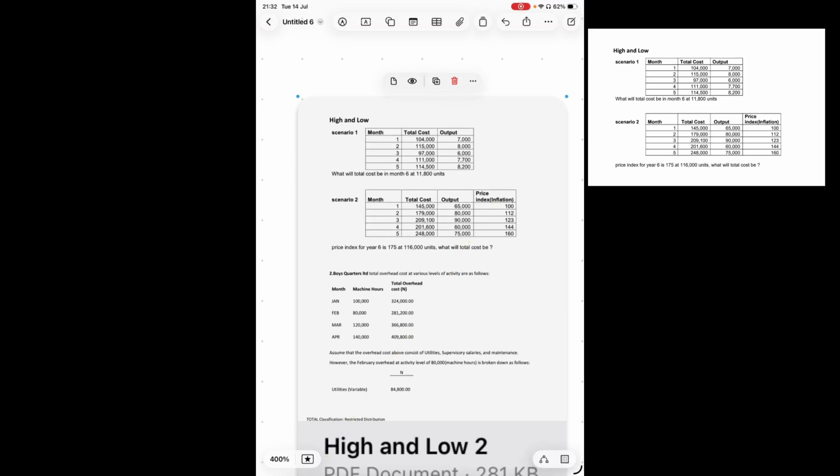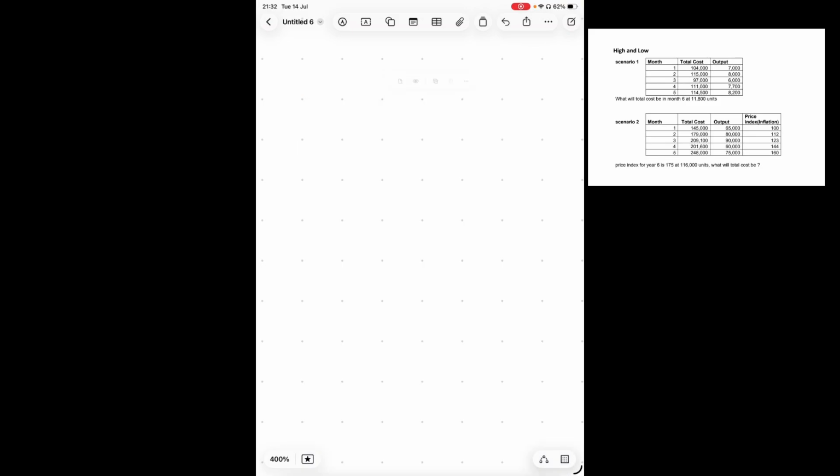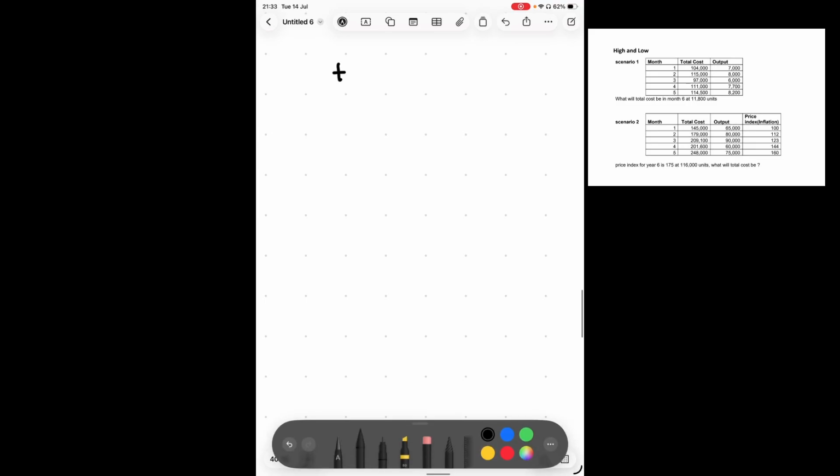So we can always go back and refer to this question. Let's look at how it works. One disadvantage with this method is that it doesn't use all the data. As the name implies, high and low, you look for the highest activity and the corresponding cost, and the lowest activity and the corresponding cost.